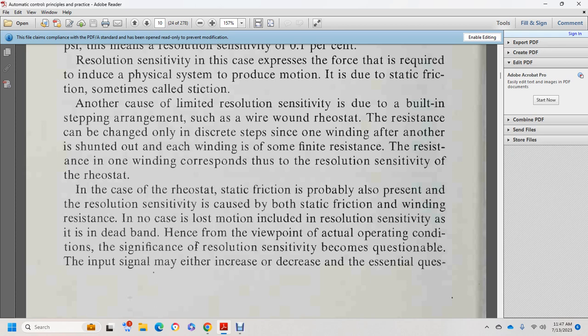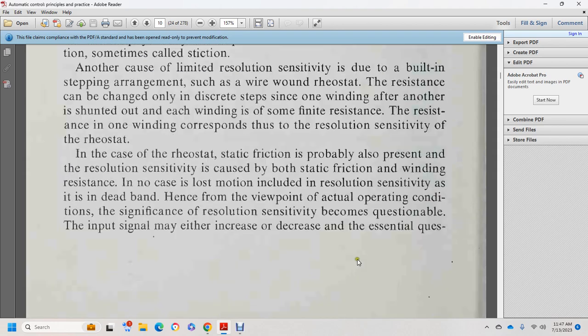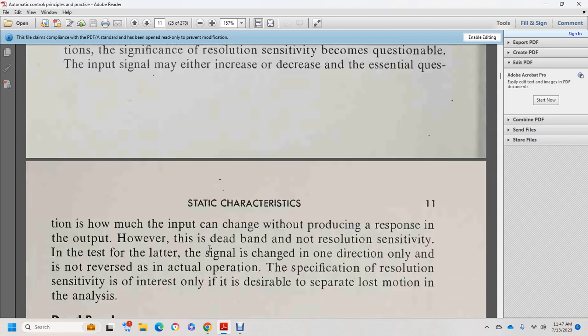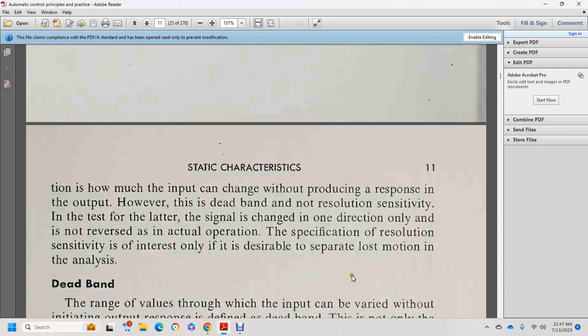In no case loss of motion include the resolution sensitivity and the deadband hinge for the viewpoint with the actual operation condition. Significant resolution sensitivity becomes questionable over the input signal may either be increased or decreased with essential questions. How much input change for the reducing response for the output, however the deadband with the no resolution sensitivity test for the later the signal change in one direction only with the not reverse actual operation specific resolution and sensitivity interest only if it is desirable to separate loss of motion and analysis.